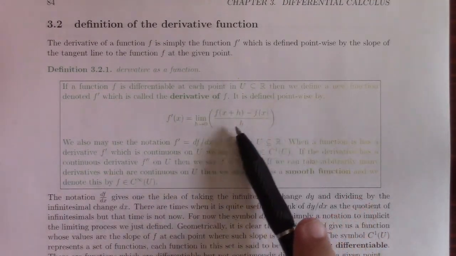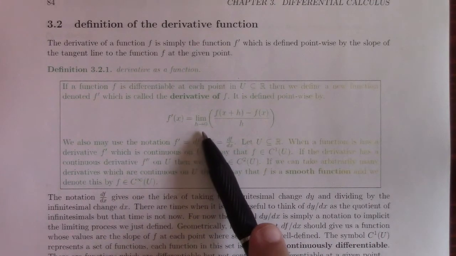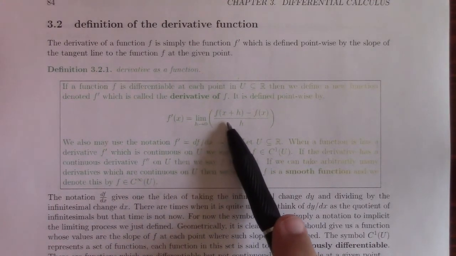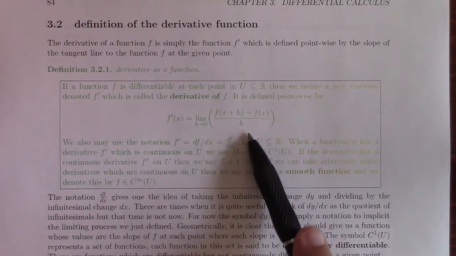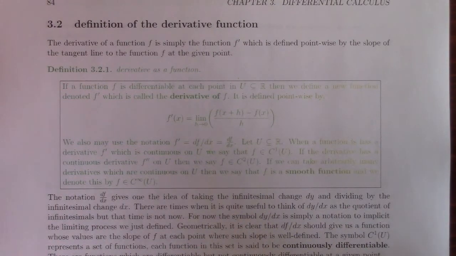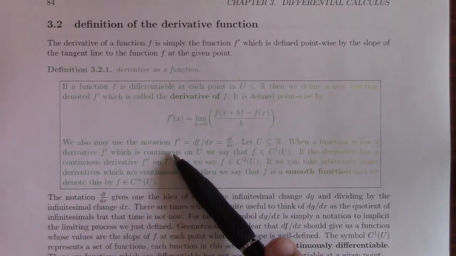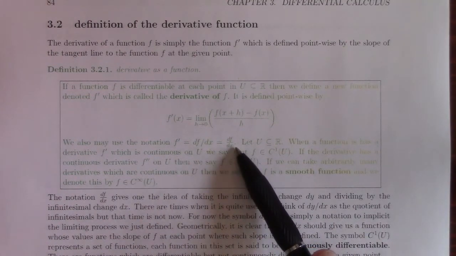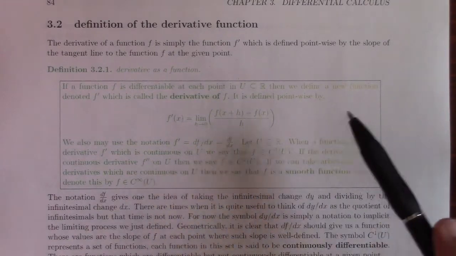It's defined pointwise by f prime of x equals the limit as h goes to 0 of f of x plus h minus f of x over h. We can also use the notation f prime, df/dx, or d/dx of f, like that.